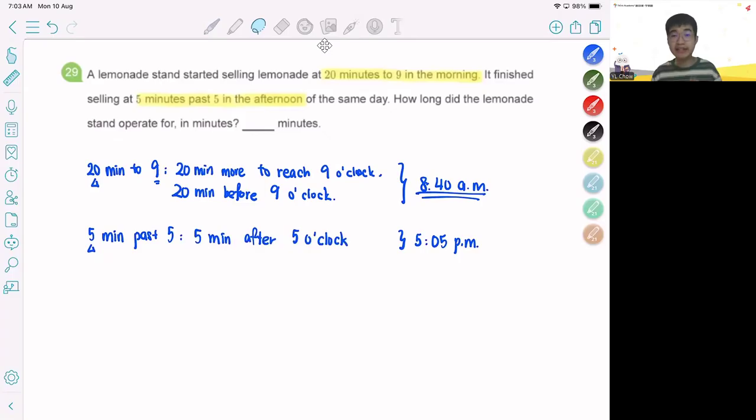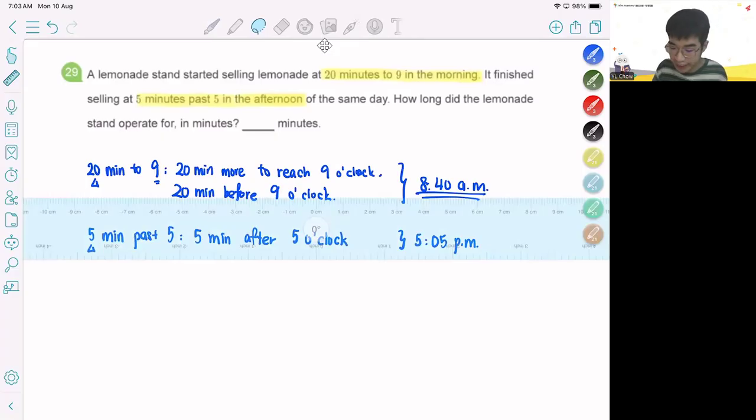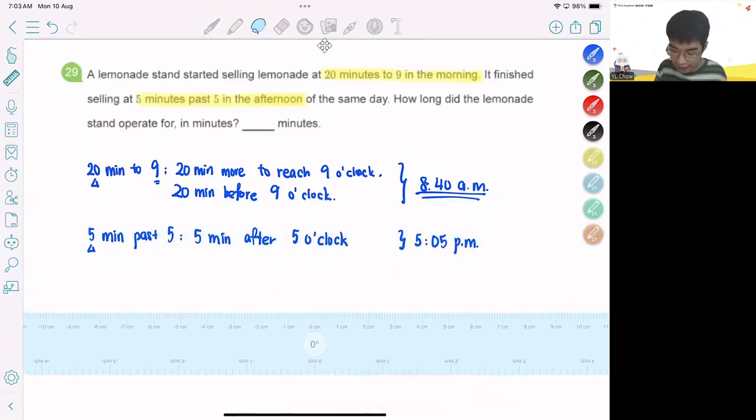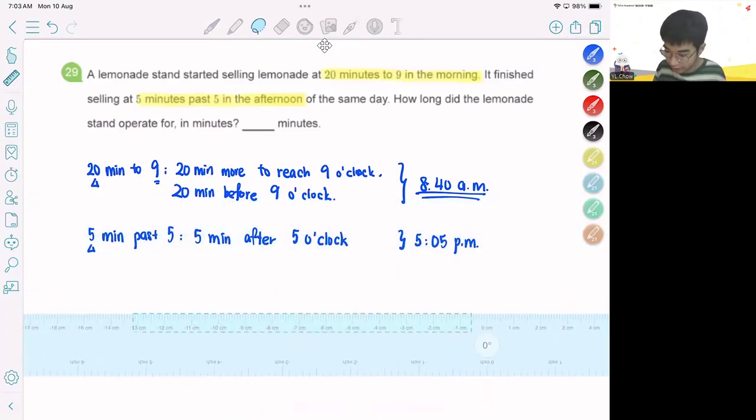So with that being said, this question is basically asking how many minutes are there starting from 8:40 a.m. to 5:05 p.m. And we can draw a timeline to solve this problem. So get your ruler ready. Let's draw a timeline.